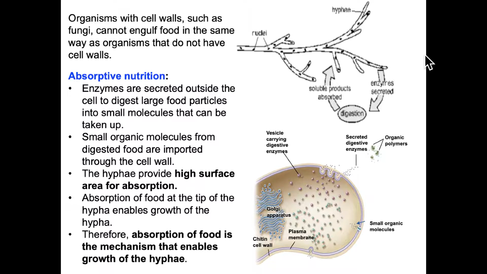Since hyphae have cell walls, let me just repeat that they cannot engulf food in the same way as organisms that do not have that. So they have this absorptive nutrition, in which enzymes are secreted to digest large food particles. The enzymes are produced in the Golgi apparatus, which then forms small vesicles carrying the digestive enzymes that make their way to the surface cell wall of the hyphae. They are excreted into the external environment where they break down organic molecules, and those small organic molecules are taken up, and as they are taken up, growth occurs.